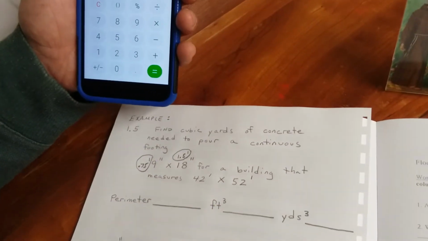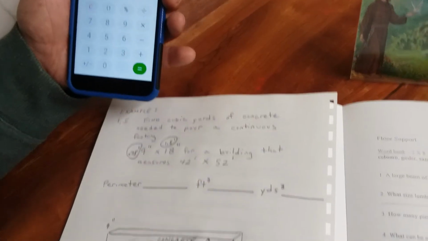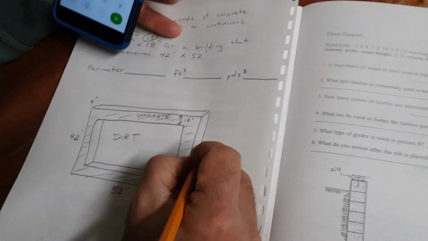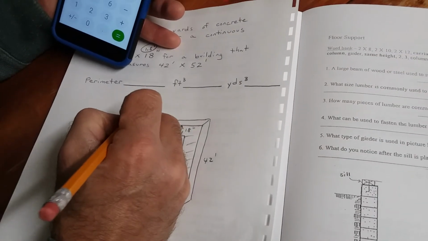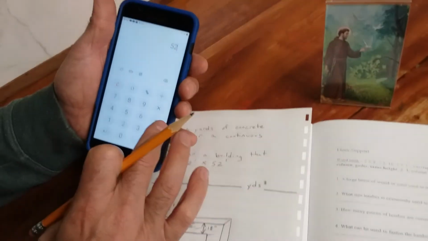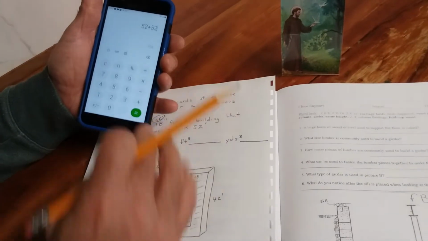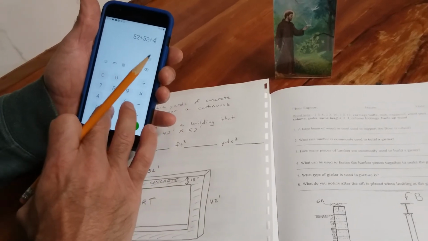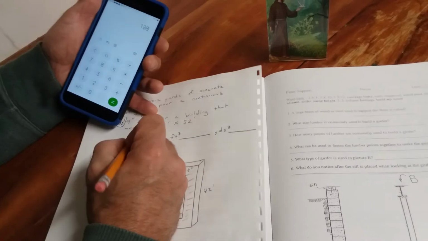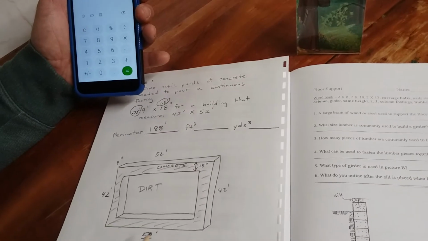Okay, now this first thing I have to do is figure out perimeter. So perimeter, you know that's the distance around the building. So 42 feet, 52 feet. So we add to figure out perimeter. So 52 plus 52 plus 42 plus 42 equals 188 feet. Okay, that's the perimeter.